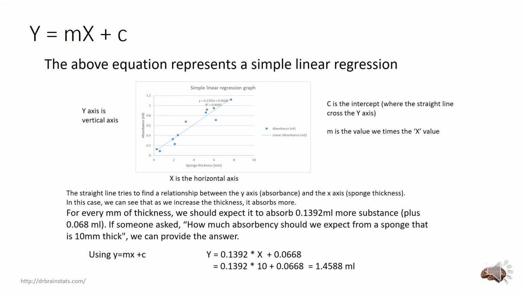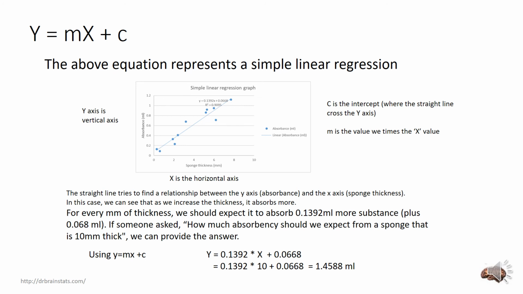Y equals mx plus c. The equation represents a simple linear regression. So how can we use this in practice? Well, y represents our vertical axis, x our horizontal axis, c is the intercept where the straight line crosses the y-axis, and m is the value we multiply the x value by.